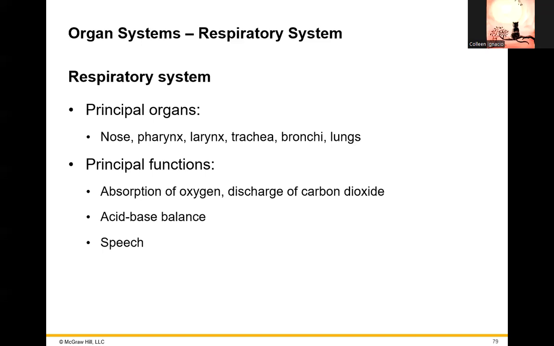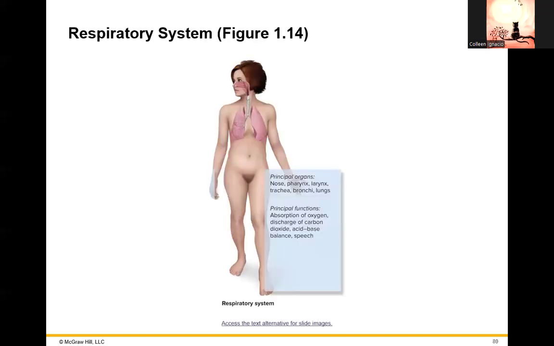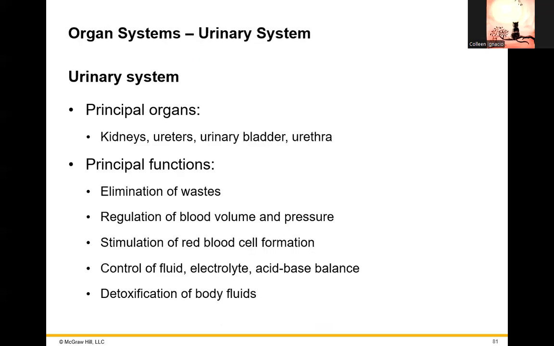Okay, so those are the principal organs. And what is the function of the respiratory system? To absorb oxygen, discharge carbon dioxide. The respiratory system also helps to maintain acid-base balance, and it also helps with speech. Okay, so here's a great visual of the respiratory system. Let's jump to the urinary system.